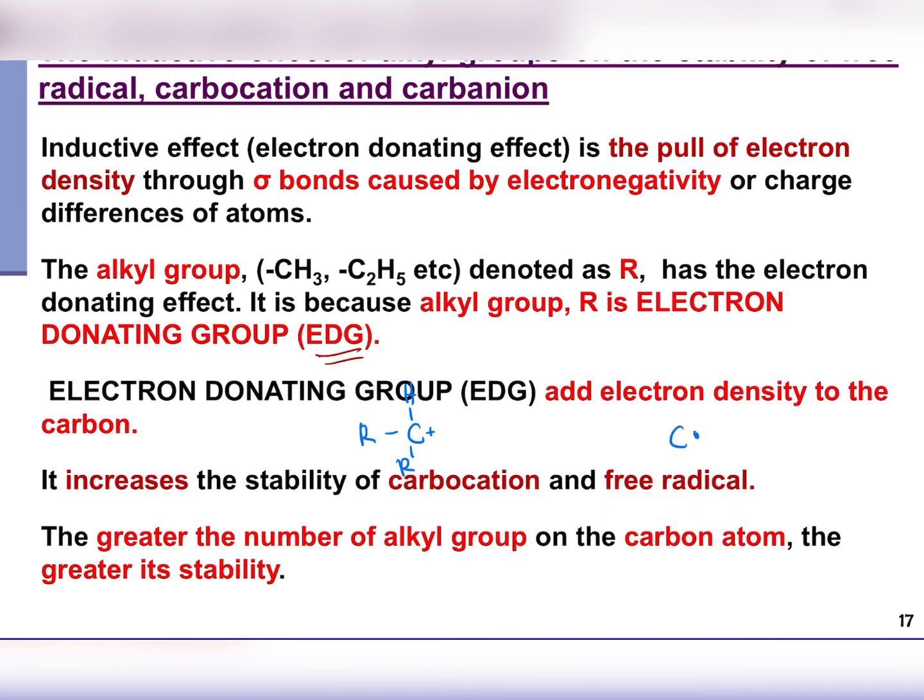Free radical dia carbon macam ni. So dia ada radical jap. So this carbon actually ada satu elektron. So kita assume dia macam dia tak cukup elektron jugalah. So when this alkyl group donate electron towards the free radical, so free radical tu akan jadi lebih stable. Okay, so the greater the number of alkyl group on the carbon atom, the greater its stability. Lagi banyak alkyl group keliling carbon atom tu, lagi tinggi stability dia.